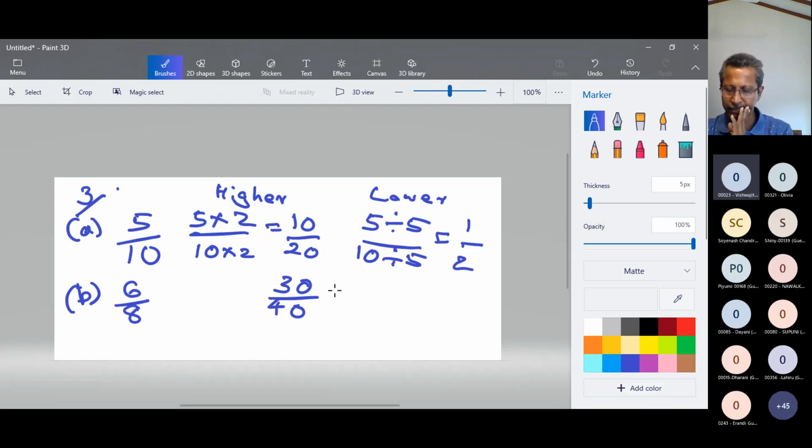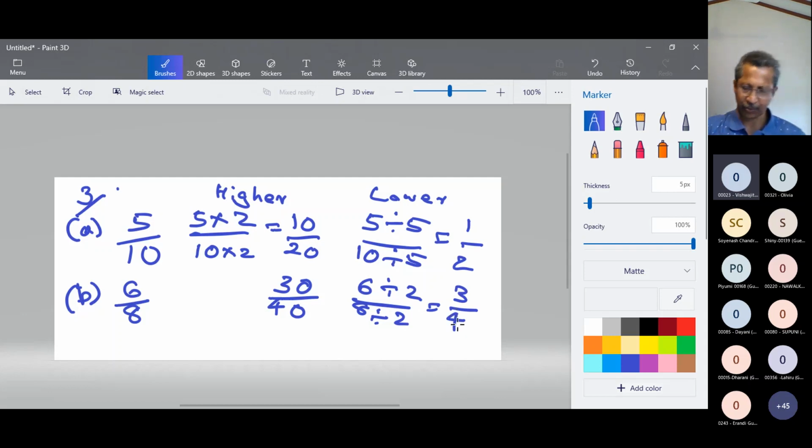Then the lower. So only 1 by 4. 3 over 4. Yeah, 3 over 4. That is, we are dividing 6 divided by 2, 8 divided by 2. So both are divisible by 2. So the lower is 3 over 4. Very good. Thank you. Right. Now this is over. We'll go to the number 4.